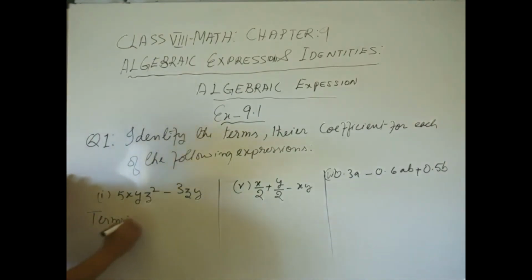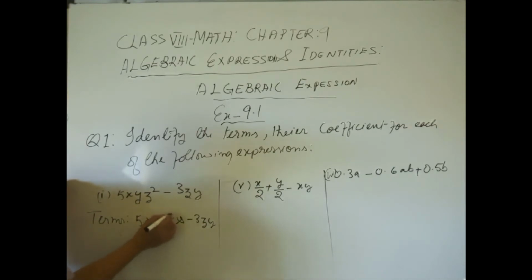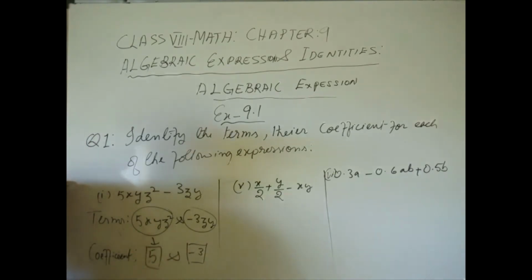Terms are 5x yz square and minus 3zy. These are the two terms. Can you see? I just circle them, it's not required, just to make it clear. Then the coefficients: for this the coefficient is 5, and for this it is minus 3. The coefficients are these two numbers.